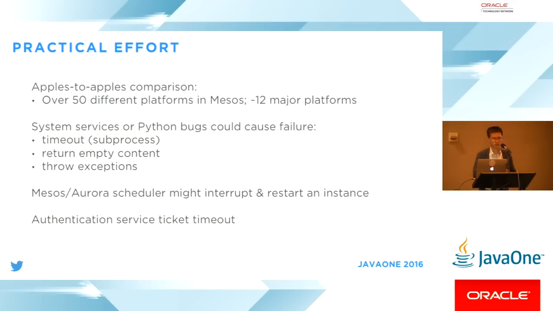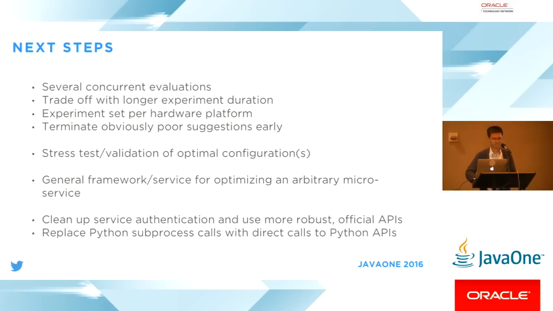This is very important to get a good tuning result. The second one is that the system services could cause failures. Sometimes they could time out, they could return empty content, and even cause some exceptions. We have to handle all these details. And the most terrible one is that sometimes the Aurora scheduler will try to interrupt the instances, for example shard 0 and shards 1, 2, 3. If we find the experiment is interrupted by Aurora, we have to rerun it. And the last one is that the authentication service could time out. This is designed by the authentication team. We can't change this, but we have to deal with it.